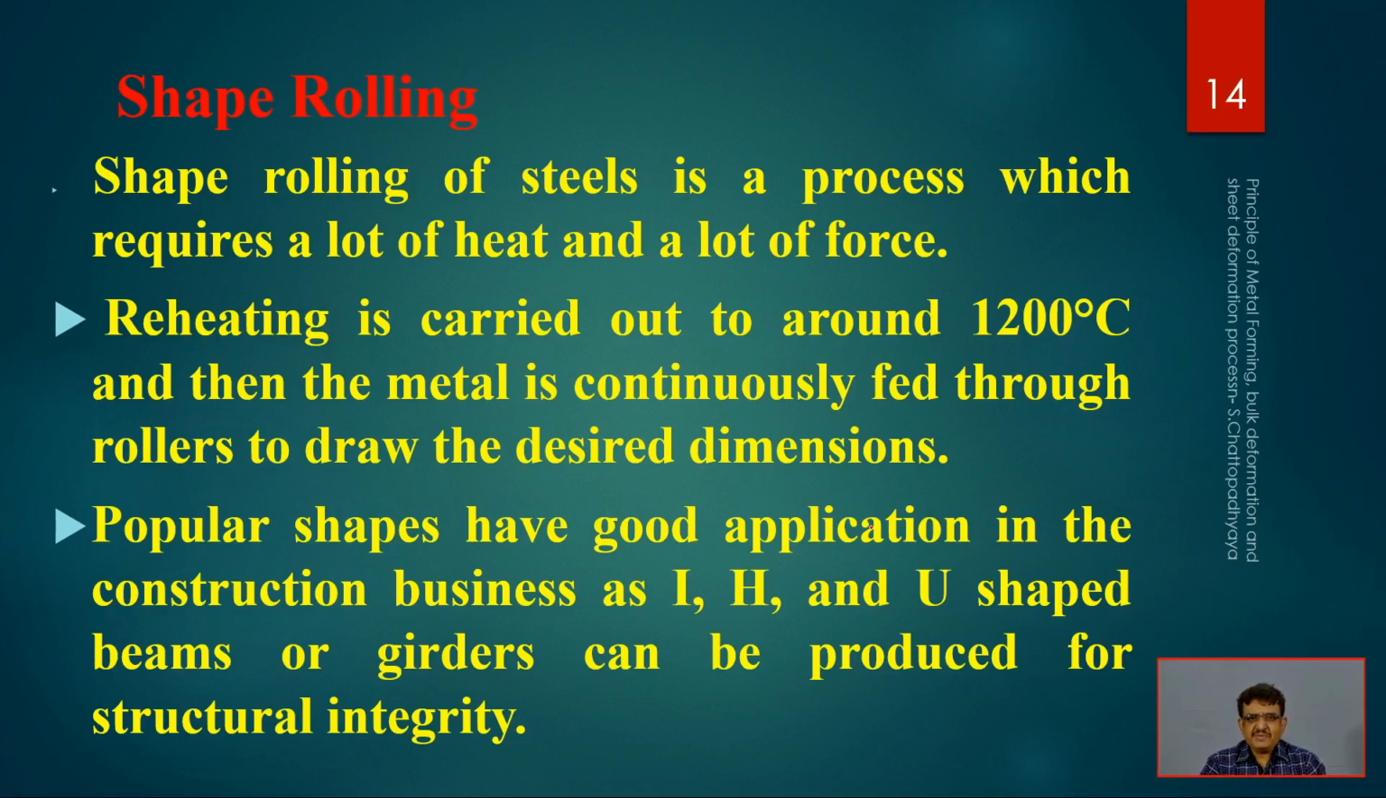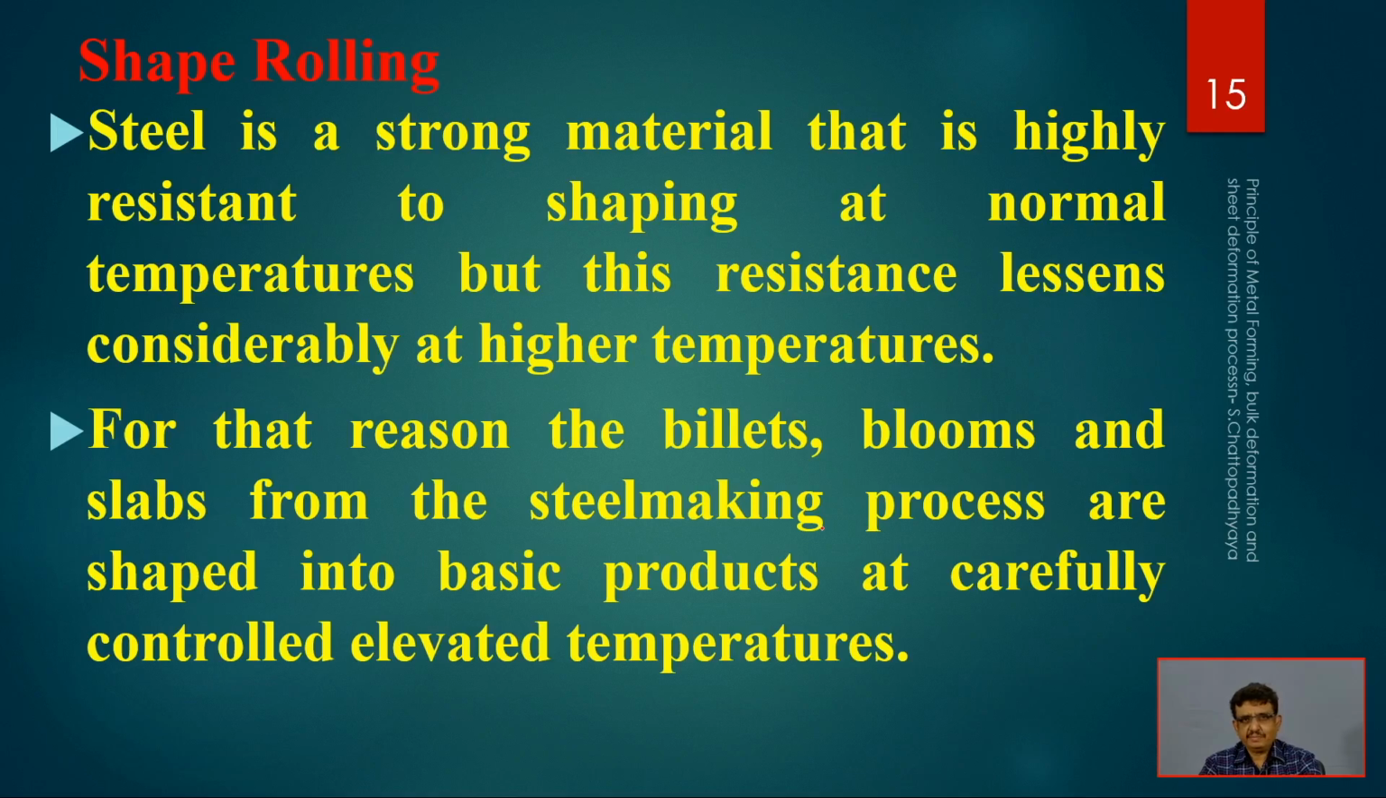And the popular shapes have good applications in the construction business, like I section, H section, U-shaped beams, and all sorts of sections and girders used in the construction and other kinds of industry. So a country's infrastructural projects require all those kinds of shapes, beams and girders in order to build up their infrastructure. So these kinds of products are produced out of hot rolling activity.